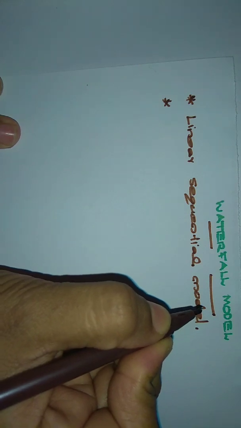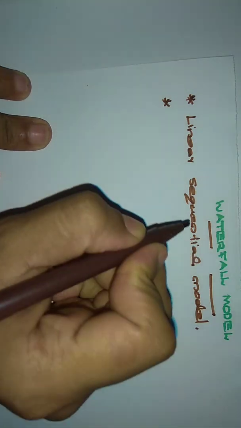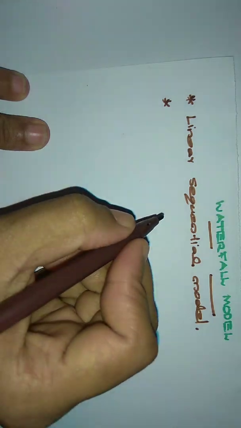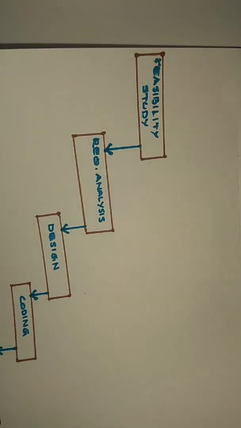The classical waterfall model is the base of the software development lifecycle models, or the basic software development lifecycle model. Earlier this model was very popular, but nowadays it is not used. But it is very important because all other software development lifecycle models are based on the classical waterfall model. Next I am going to discuss the different stages of the waterfall model.